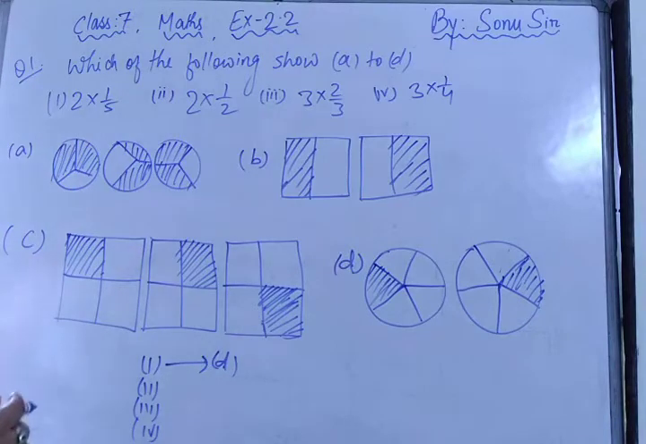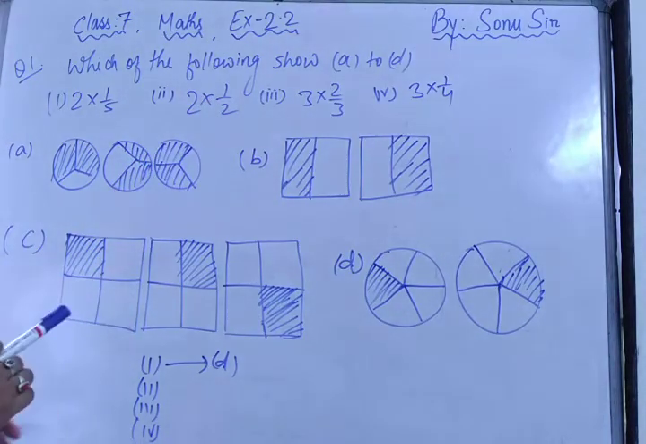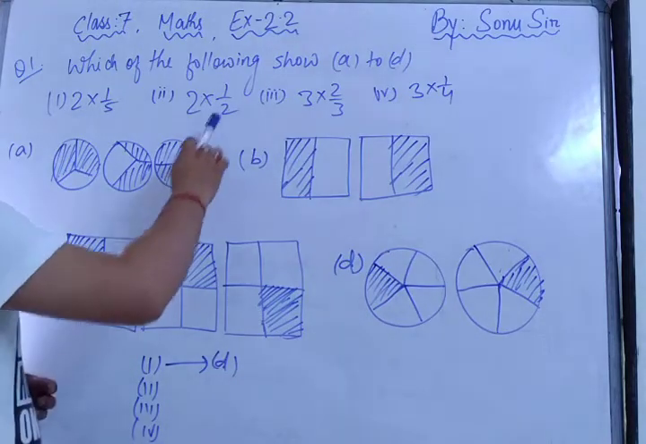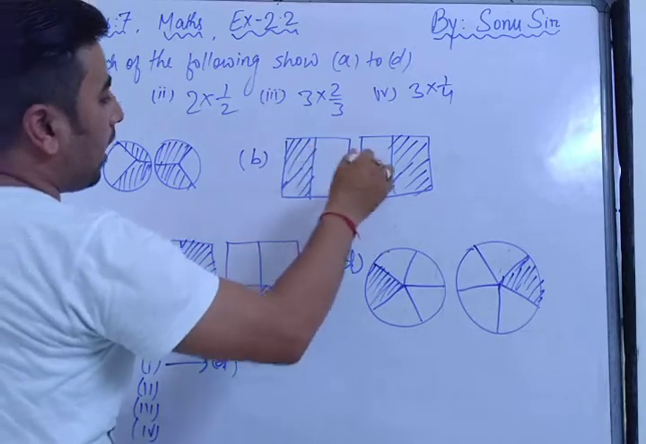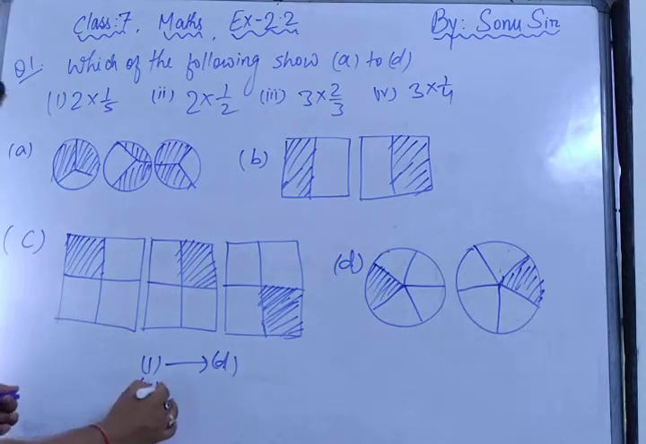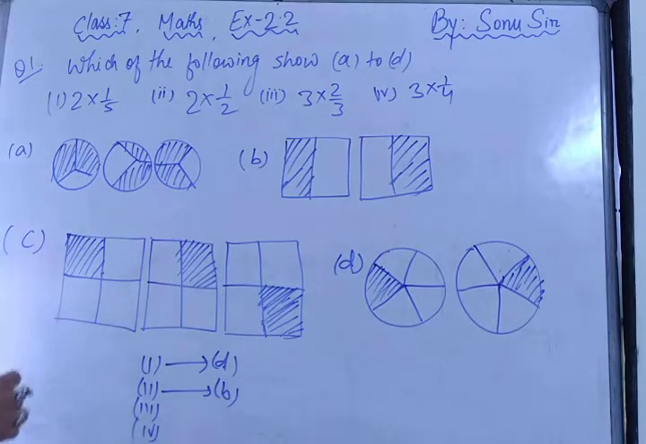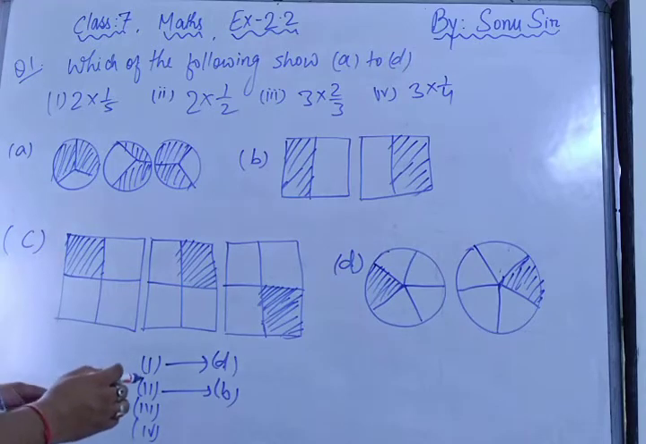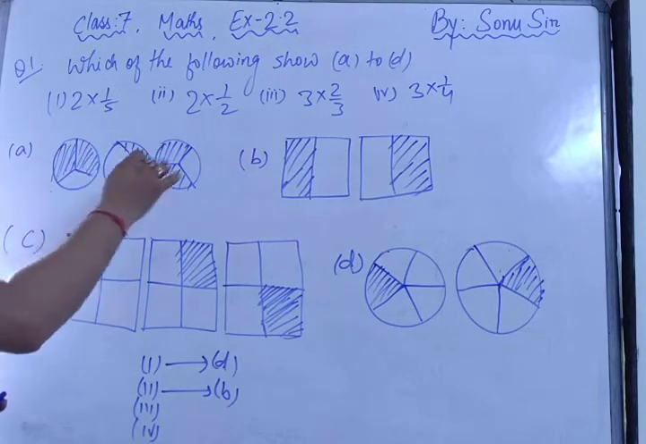Now the second one, 2 into 1 by 2, means there are 2 squares or circles in which half is colored. You can see in this option 2 squares are there and half is colored. So the second option is B. Third option is 3 into 2 by 3: 3 things are there and out of 3 parts, 2 parts are colored. You can see in this option 3 circles are there, out of 3 parts 2 parts are colored.